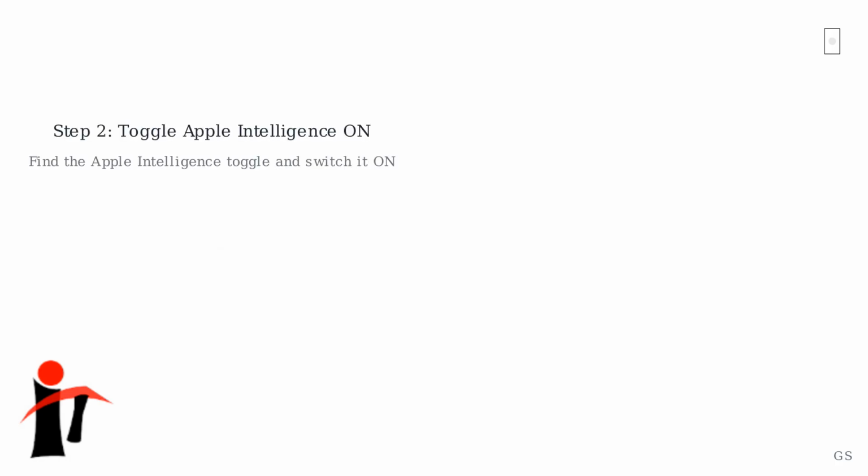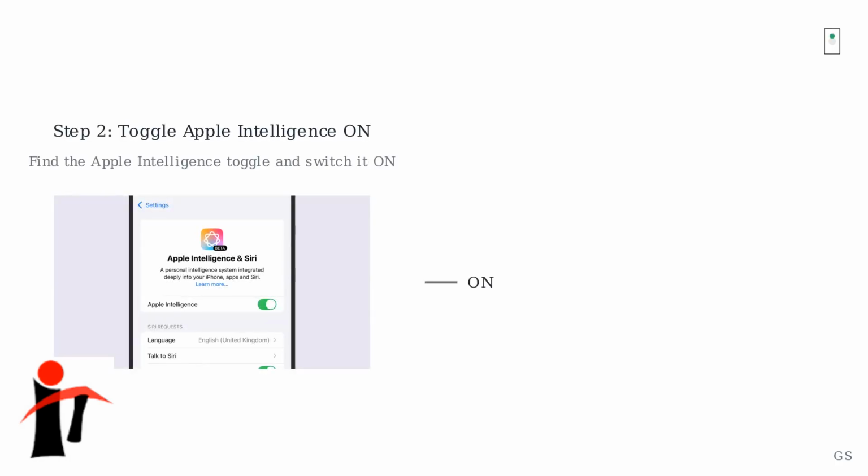On the Apple Intelligence and Siri page, you'll see a toggle for Apple Intelligence. Switch it to the On position. This activates the AI system that powers visual intelligence. After enabling Apple Intelligence, perform a quick restart of your iPhone. This helps ensure the changes take effect and visual intelligence works smoothly.